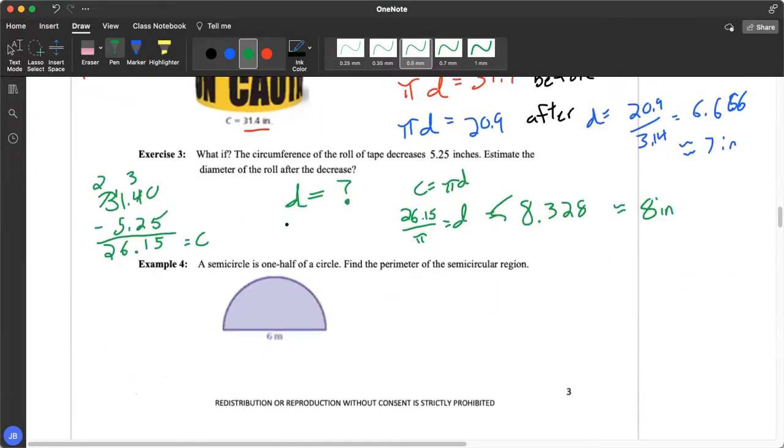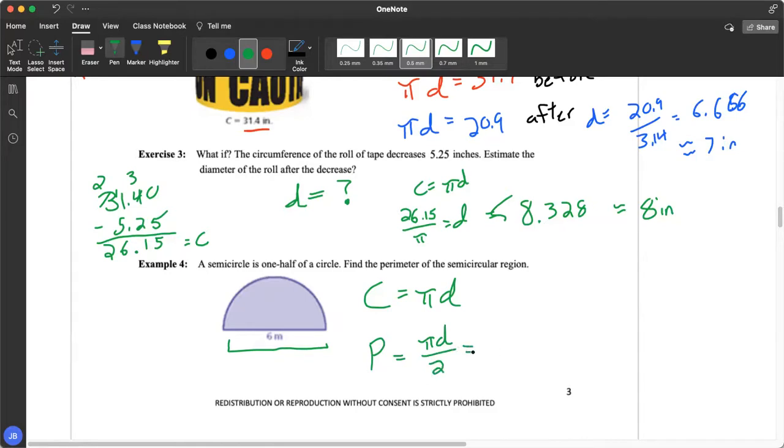Okay, so now we have a semicircle, and a semicircle is 1/2 of a circle. So we want to find the perimeter of the semicircular region. And so now what we have to do, if we know that a full circle has a circumference equal to, this one has diameter, so it's pi times the diameter. Now to get the perimeter of our half circle, we'd have to do pi times the diameter divided by 2.